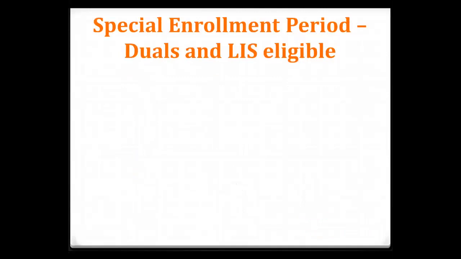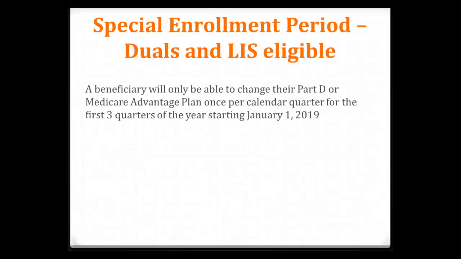And this is a new special enrollment period for dual eligibles, meaning you have Medicare and Medicaid, and low-income subsidy eligibles or extra help, people who have extra help. Starting January 1, the beneficiary will only be able to change their drug plan or Medicare Advantage plan once per calendar quarter for the first 3 months. Now, this is very different because as of right now, in 2018, someone who's receiving assistance to help pay for their medications can change on a monthly basis. Starting January 1st, 2019, they can only change once per calendar quarter.